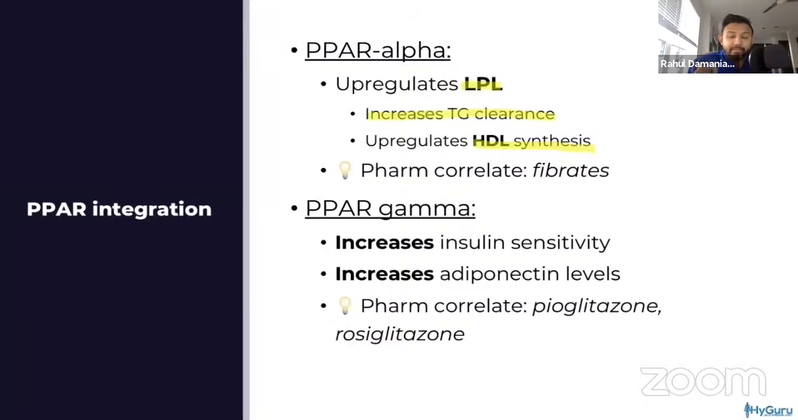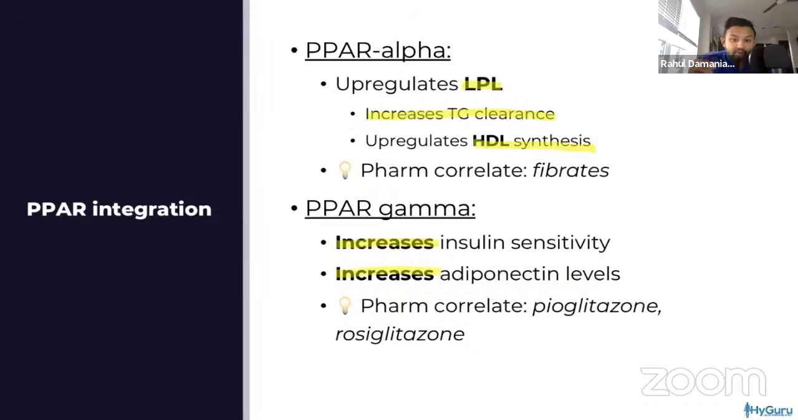Remember that fibrates are going to activate PPAR alpha. Now, where do we see PPAR gamma? We see PPAR gamma when we talk about diabetes drugs. And when we are talking about the pharmacologic correlations, that's going to be pioglitazone and rosiglitazone. And what do these medications do? Well, they increase insulin sensitivity as well as increase adiponectin levels.